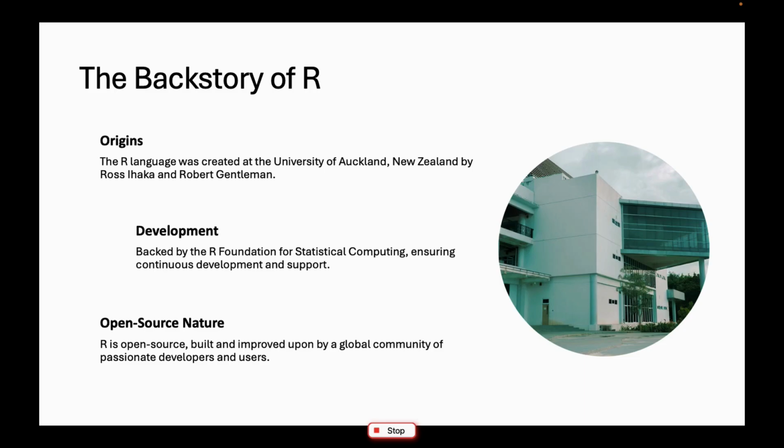The backstory of R, its origins from University of Auckland, New Zealand by Ross Ihaka and Robert Gentleman. It's developed as a foundation for statistical computing and it is open source by nature, so it's improved by a global community of users and developers.